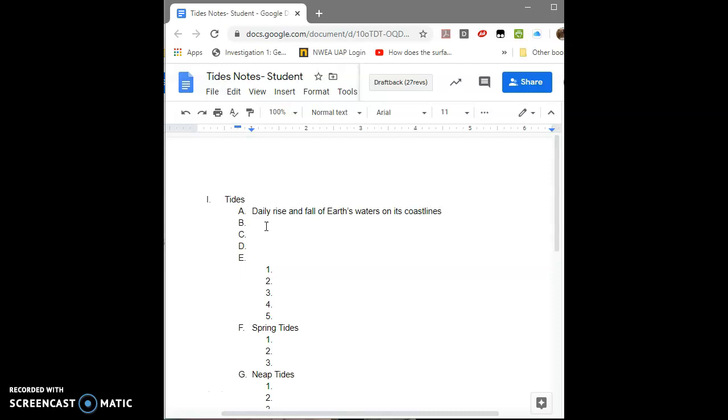There are two types of tides. There's high tide and low tide. High tide makes sense, is the highest point of the tide, when the water is the highest at the water's coastline. And then low tide is just the opposite. It's when the water is at its lowest point. Let me put the word point up here.